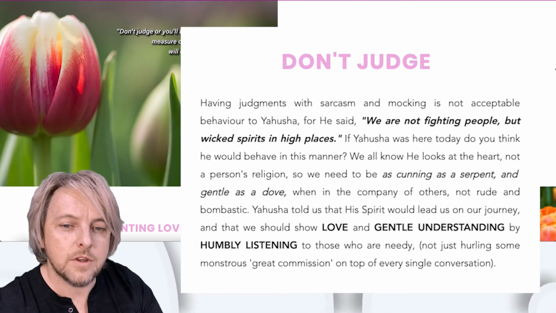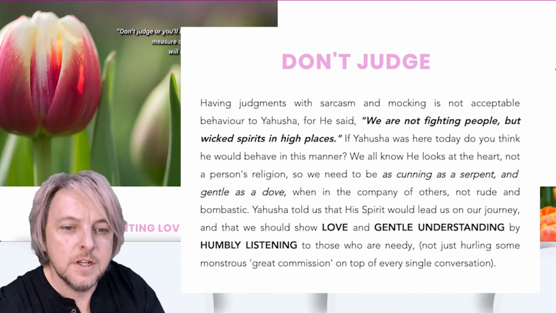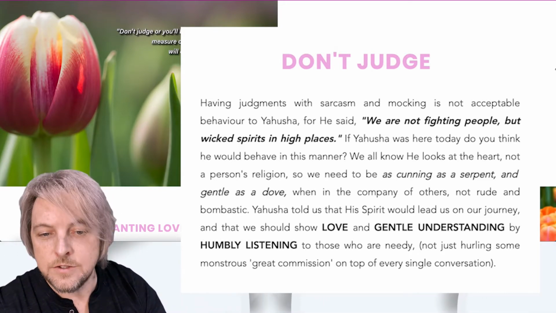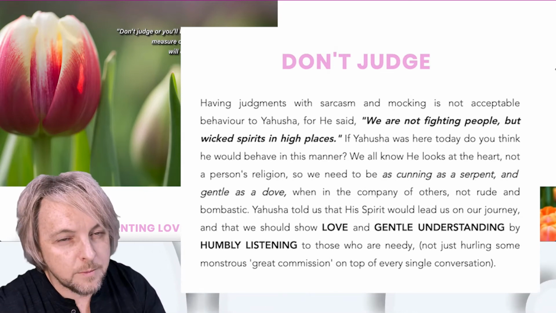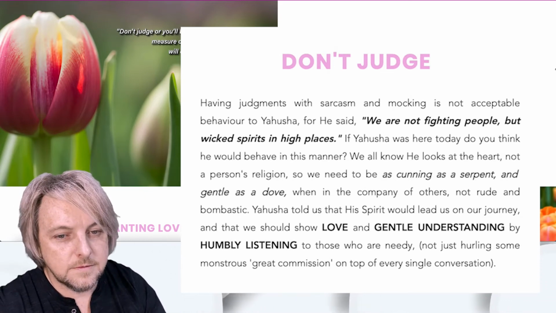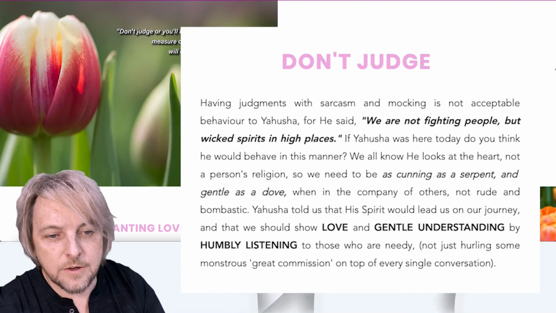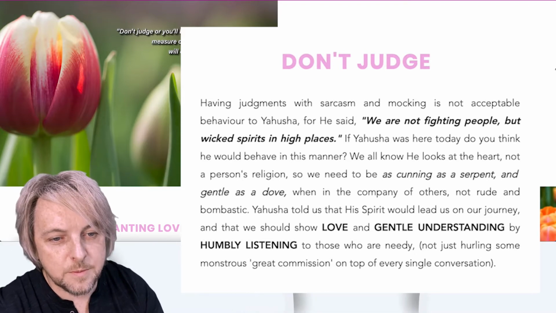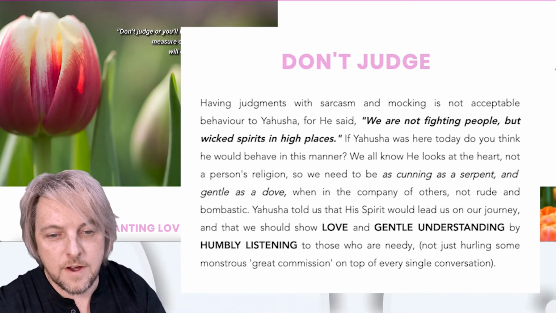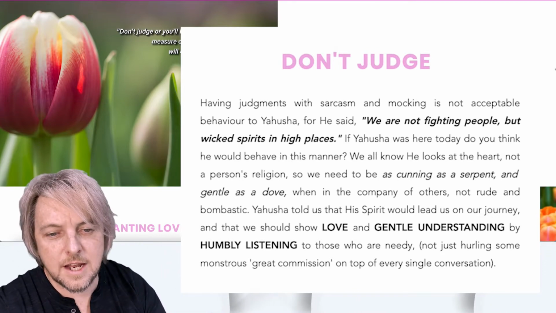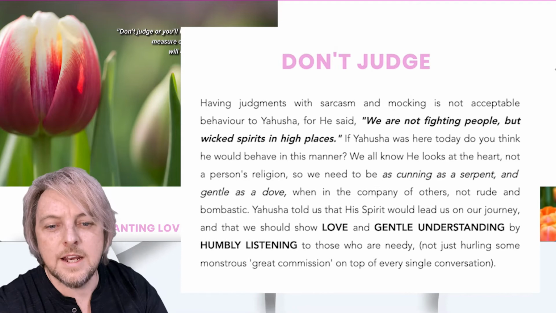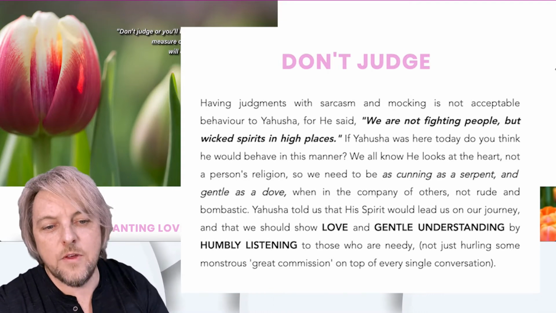We all know he looks at the heart, not a person's religion, so we need to be as cunning as a serpent and gentle as a dove. You don't know what he's doing in people. He looks at the heart, not a person's religion. So you've got to be cunning as a serpent, gentle as a dove when in the company of others, not rude and bombastic.